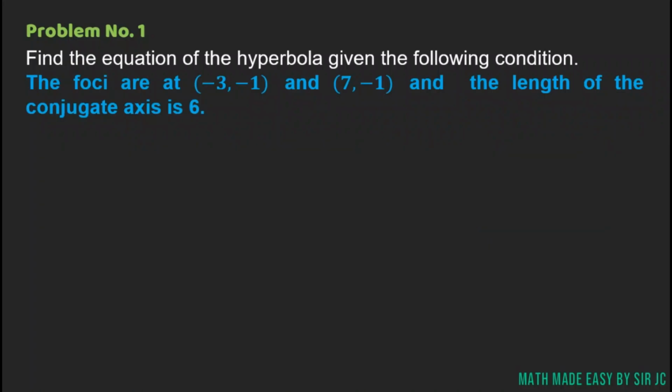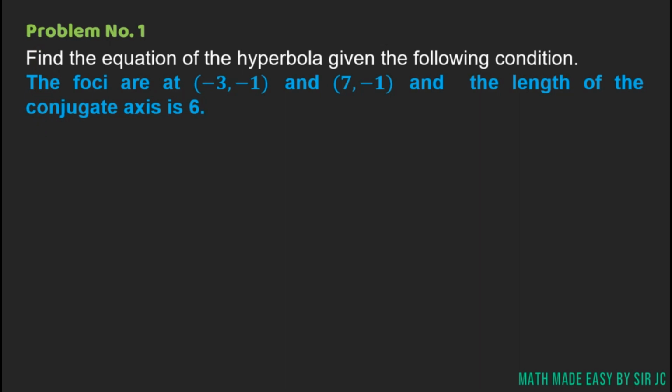Problem number 1, find the equation of the hyperbola given the following condition. The foci are at (-3, -1) and (7, -1), and the length of the conjugate axis is 6. Okay, so how are we going to find the equation of this hyperbola?